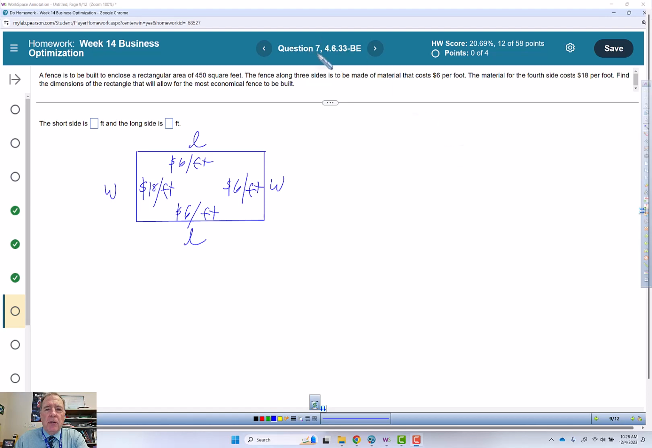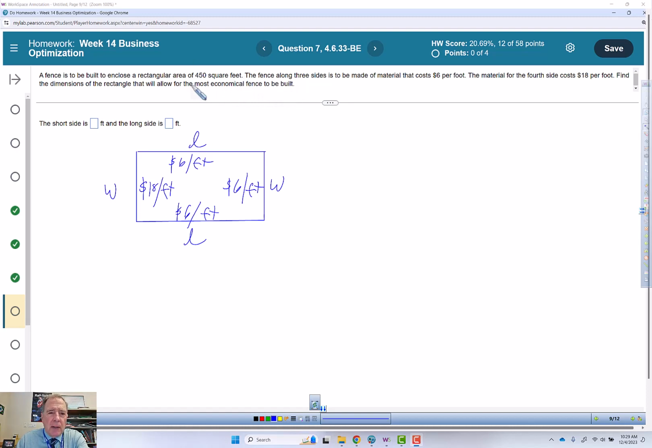This is question 7 of the business optimization assignment. A fence is to be built to enclose a rectangular area of 450 square feet. The fence along 3 sides is to be made of material that costs $6 per foot. The material for the 4th side costs $18 per foot. Find the dimensions of the rectangle that will allow for the most economical fence to be built.